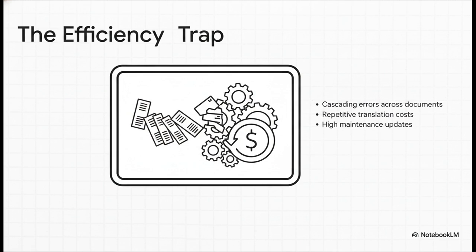The standard's business case points out that unstructured environments lead to cascading errors. Like, if a spec changes, you're literally relying on human memory to go hunt down every single document that mentions it. And the translation costs?